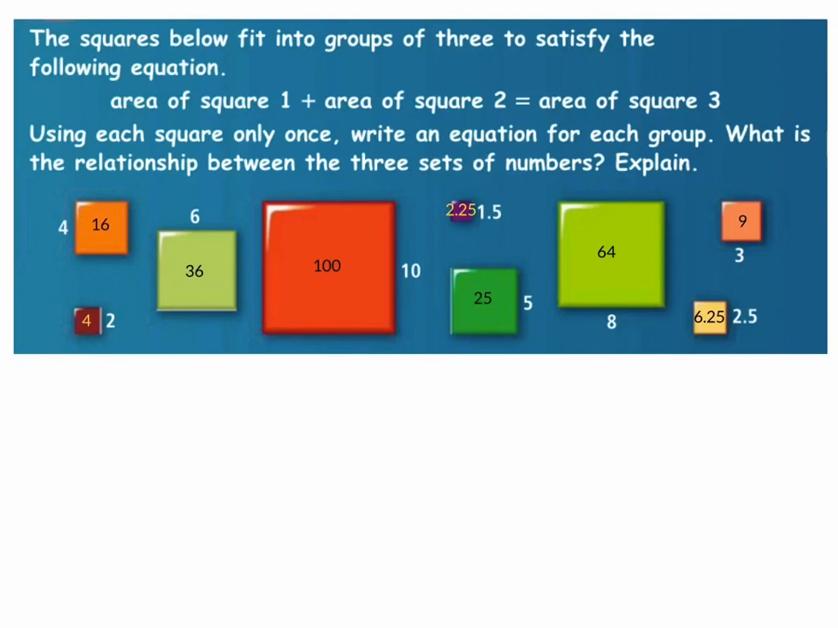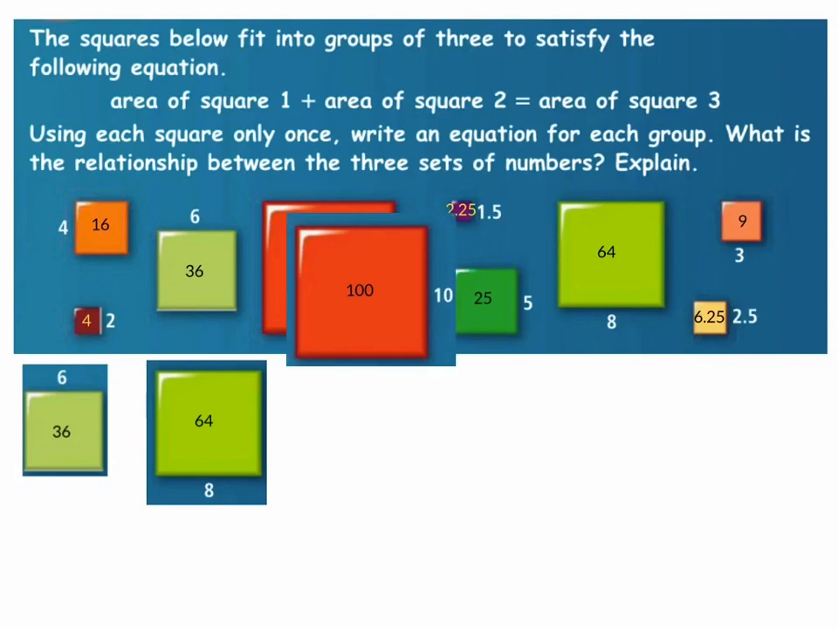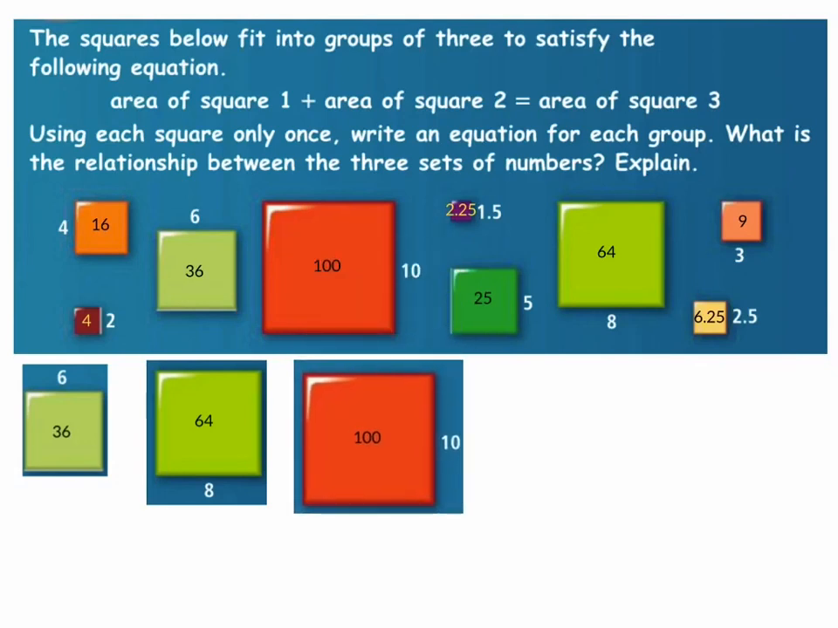And if we look around for these, I can see that 36, 6 squared, plus 64, 8 squared, will equal 10 squared, which is 100. I can write that, just say this plus this equals this. Or 6 squared plus 8 squared equals 10 squared.